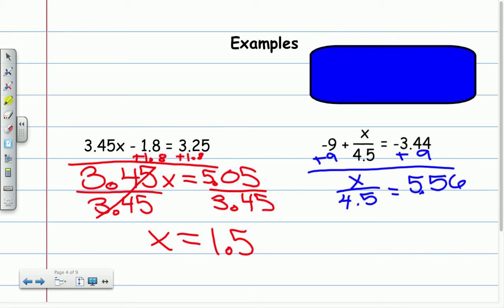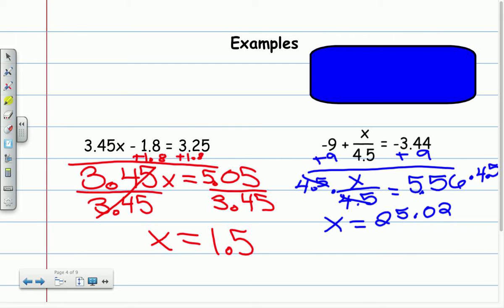Now, what operation does that tell me? X over 4.5. Am I multiplying or dividing? Dividing, right? So how do I move divide? Multiply. So I'm going to multiply both sides by 4.5. That's moving what's connected. That's step 2. That cancels this out, and I'm left with x is equal to 5.56 times 4.5 is 25.02. That's my x.